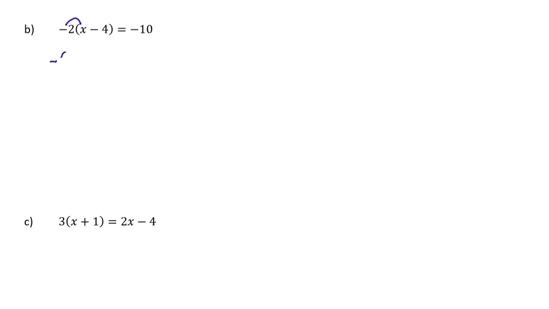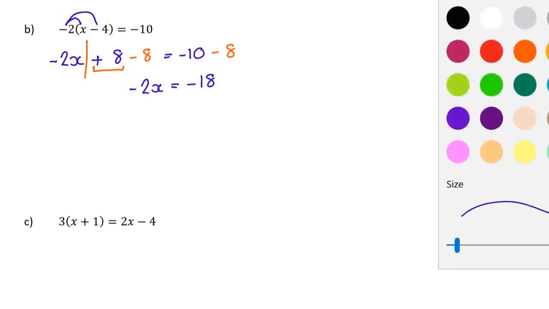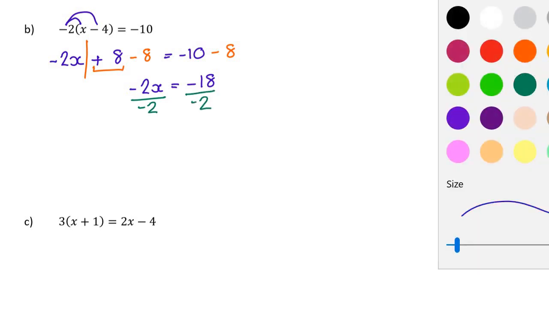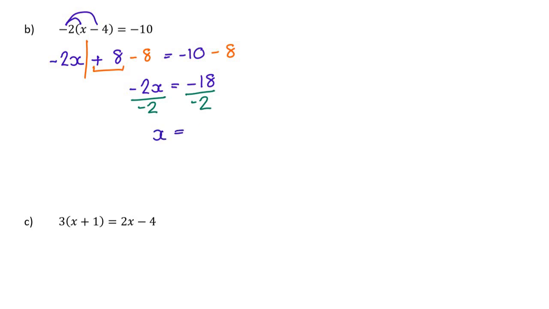So negative 2 times x is negative 2x. Negative times negative is positive, 2 times 4 is 8. And now I'm back to an easy question from the first lesson. I'm first going to get rid of this positive 8, or plus 8, because it's in a separate term. So I'm going to subtract 8 on both sides because that's the inverse operation. And so I land up with negative 2x equals negative 18. Now how is that negative 2 connected to x? It's via multiplication, so the inverse operation would be to divide by negative 2 on both sides. And so I get x is equal to 9.